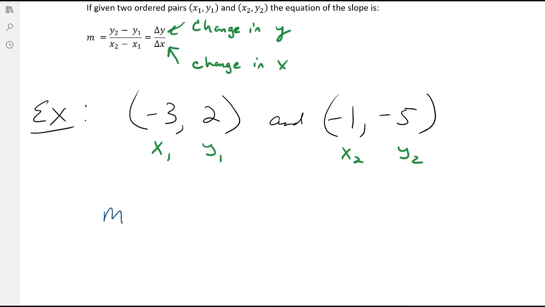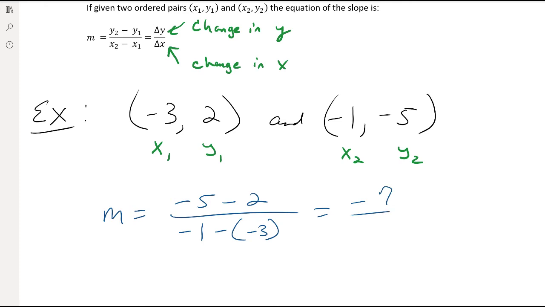Our slope will be, we take the -5, the y2, minus 2, and we put that over x2 minus x1, which is -1 minus -3. Okay, -5 minus 2 is -7. We put that over -1 minus -3. So if you remember, subtracting a negative is the same as adding a positive. So we have -1 plus 3, which gives us +2. So our slope is -7/2. -7/2.